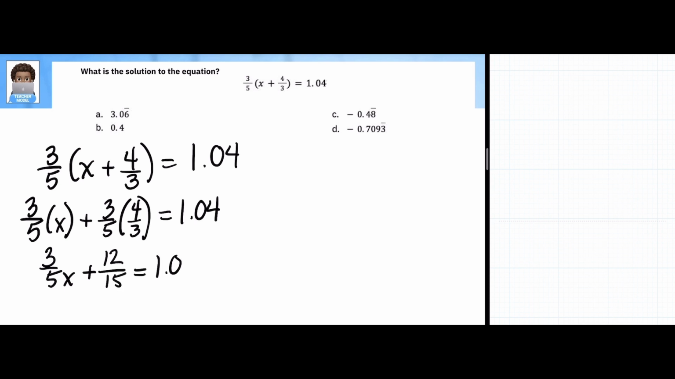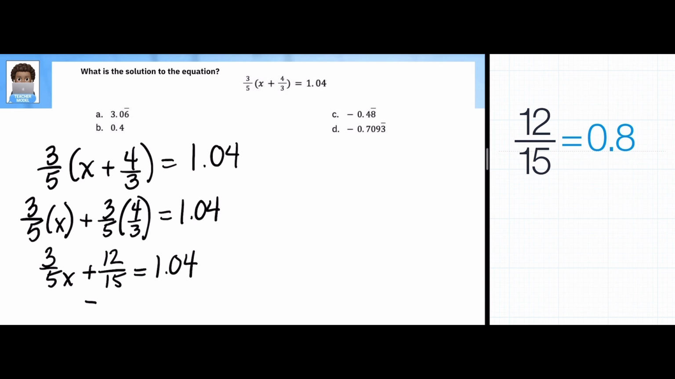12/15. All right, there's my first part. Now, I do have to subtract 12/15. Now, I'm going to make a choice here. Because I have some decimals on the other end, I'm going to choose to change 12/15 into a decimal. I'm using my calculator for that, and I get 0.80.